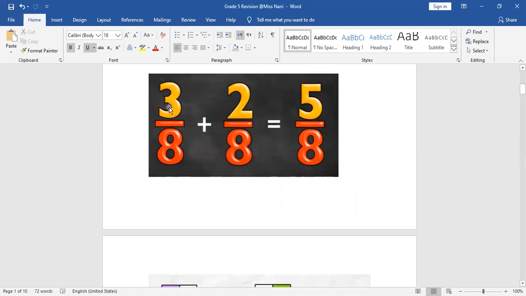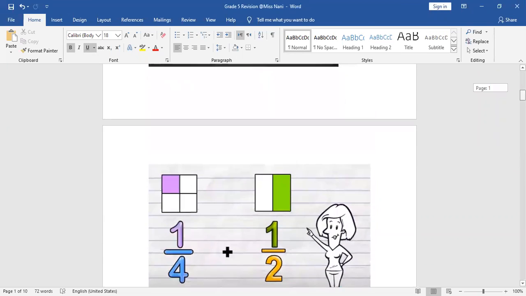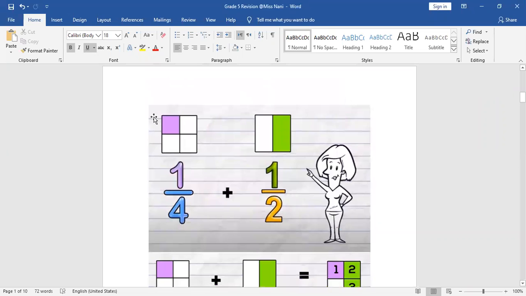Then the second slide is about fractions. So if I have 3 over 8 plus 2 over 8, it will give us what? 5 over 8. Why? Because we have common denominator. If we have different denominator, I will tell you how we will do it. So here I have different denominators. If I have a box and only one part is shaded, so this is called 1 over 4. If I have a box and these two parts, only one is shaded, so that's 1 over 2.